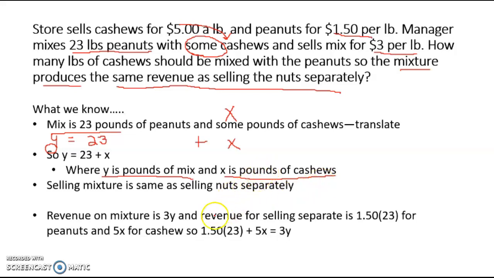The second thing that we're told is about the revenue, how much money comes in from selling these nuts. And we know that the mixture will be $3 times Y, because that is the pounds of mixture. And for the peanuts, we have $1.50 times 23 pounds. And for the cashews, they sell for $5 a pound, and there's X pounds of them. That would be 5X. Now the manager wants to do this so that these amounts are equal. So here's where they are sold separately. And this is how much money we get if they are sold as the mix.